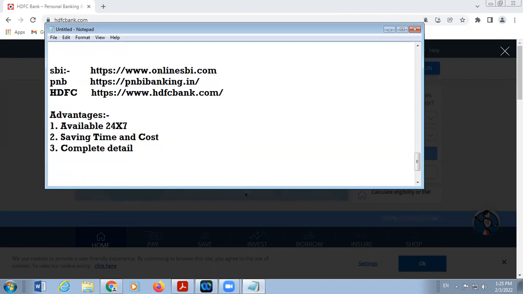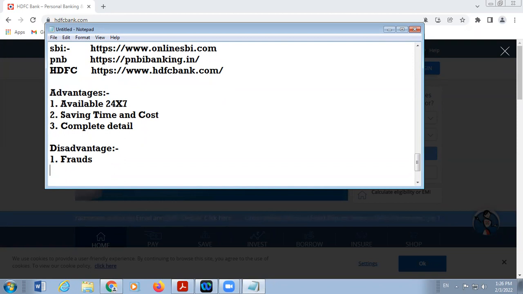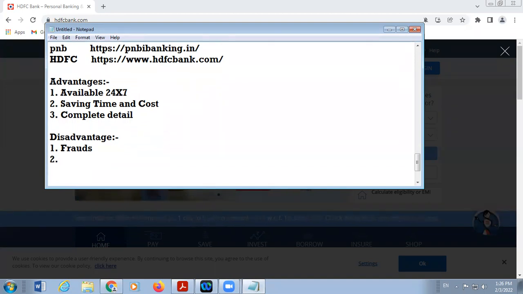Next, there are some drawbacks, some disadvantages. The first disadvantage is frauds. There are cyber frauds or online frauds, meaning you are making payment to a wrong person with the help of phishing or something else. Second one, charges. It is not free of cost. The bank is charging money for this. These are the disadvantages of online banking.